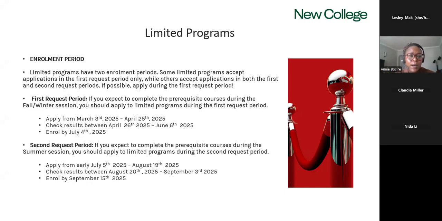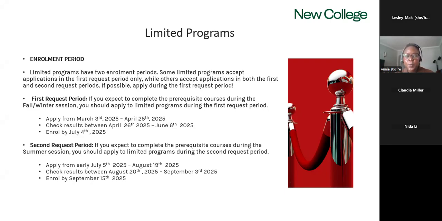Okay, so what differentiates the first and second request period is when you get to meet the program prerequisites. If you're meeting all the requirements by the end of the winter session, or if you already met them in the fall, then you'll be expected to request to get into the program during the first request period. This will be between March 3rd and April 25th. After that, students are expected to check the results between April 26th and June 6th, and you should have enrolled in the program by July 4th.